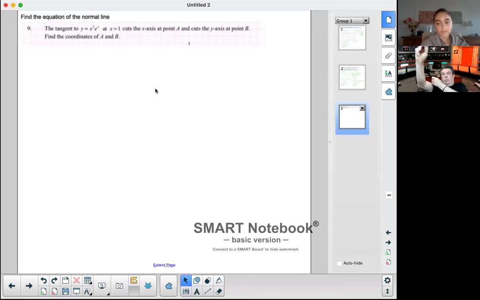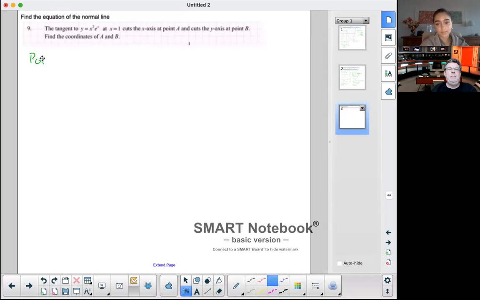Okay, so we have to find the equation of the tangent line, don't we? Yeah. Okay, so that means we need a point on the tangent line, and we need a point and the slope, right? Yeah. So let's just get the point out of the way. The point is at x = 1, right? Mhm. Which means if I plug into the original equation, are you okay with that? Yeah. I get 1e.